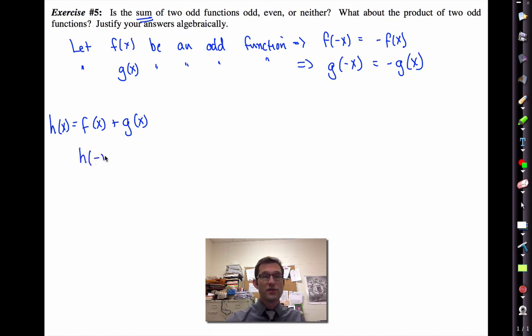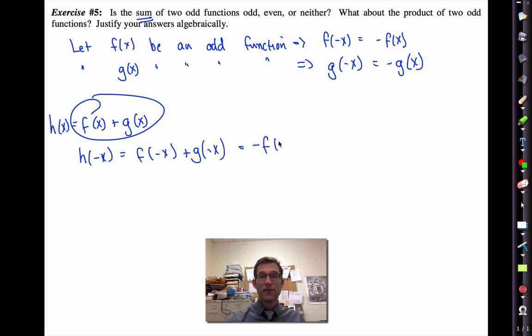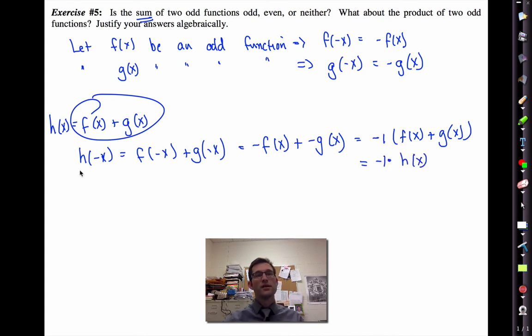Let's figure out what h of negative x is. Well, by definition, function notation, that's f of negative x plus g of negative x. And that's negative f of x plus negative g of x. So is that even or odd? Well, it depends on how it compares to h of x. We can factor a negative 1 out, and we'll have f of x plus g of x. But that's negative 1 times h of x. So h of negative x is negative 1 times h of x. Therefore, the sum of an odd and an odd is an odd.